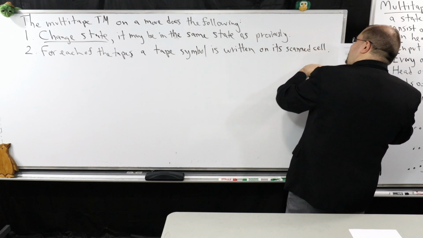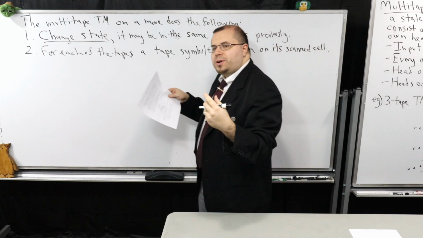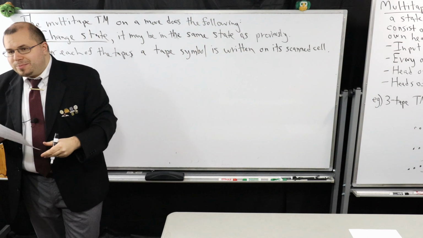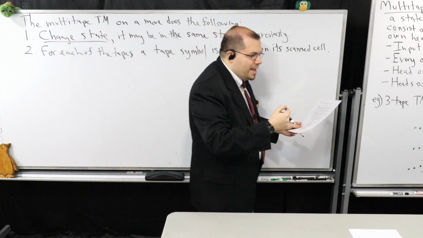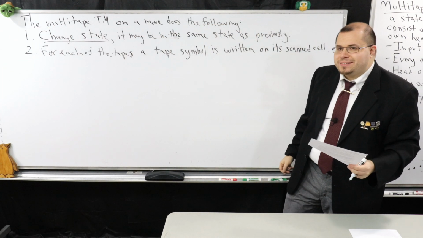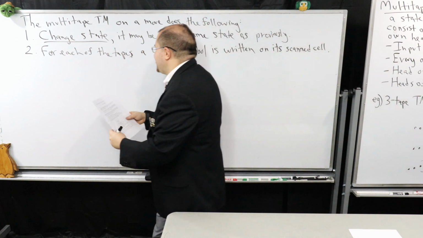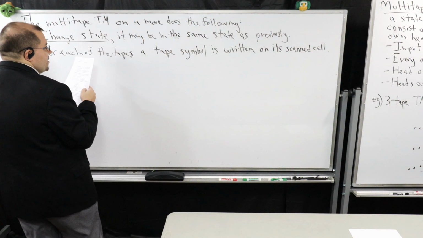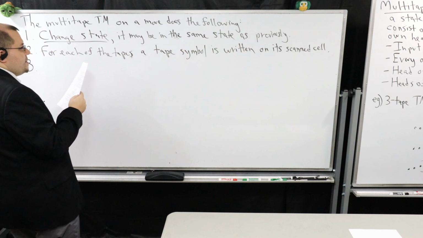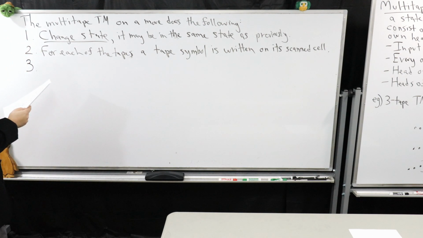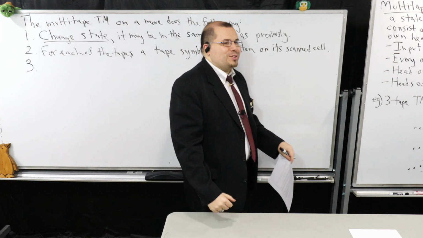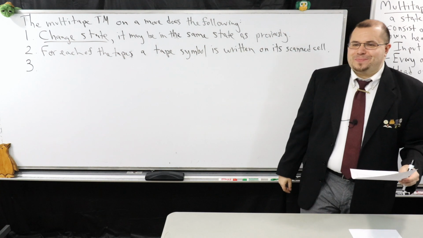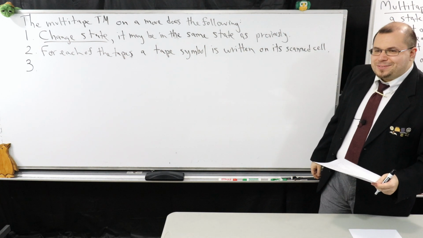So just to be clear what I mean by that, on each one of our moves, the multitape Turing machine will scan each of the cells that the head is currently on for each of its tapes. So it's going to write that symbol, and then naturally, what do you think the third one's going to be based on how we defined a Turing machine? What do you think the third thing it's going to do is going to be? Any ideas?